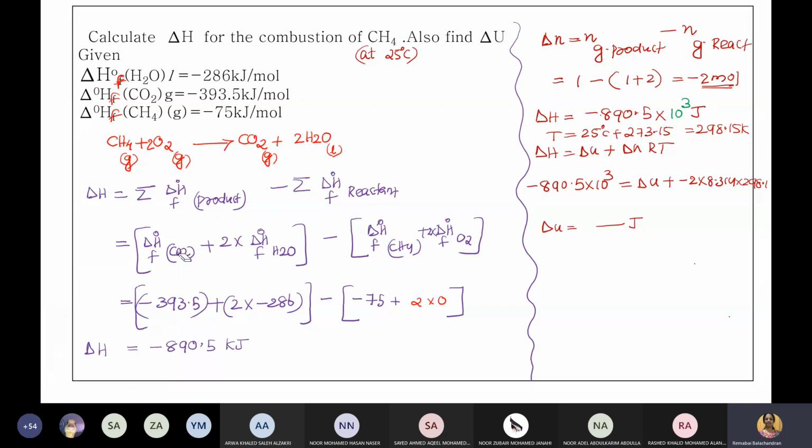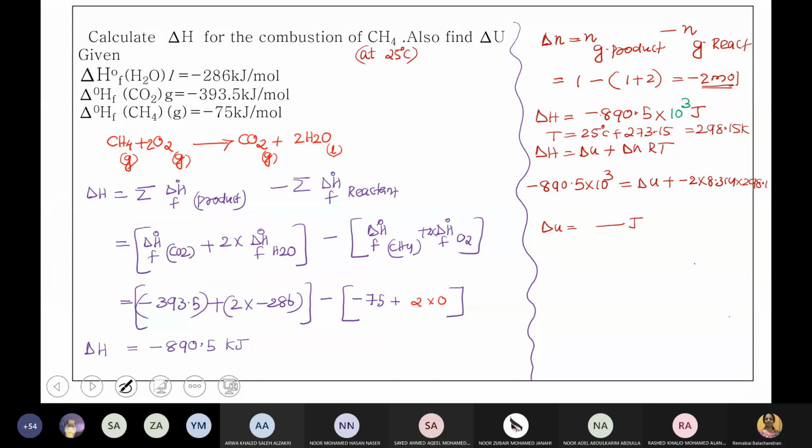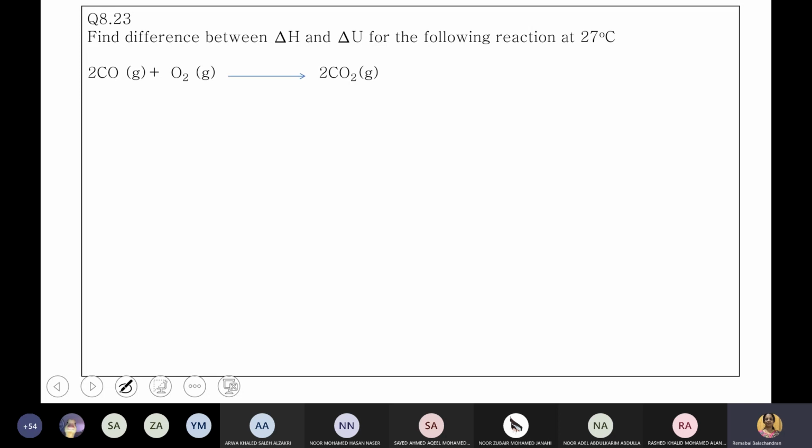Anyone has any doubt? Anybody has any questions? Clear. Okay, now we'll move on to the next one. So the next question is, find the difference between delta H and delta U for the following reaction at 27 degrees Celsius. Okay, you tell me how to solve it.